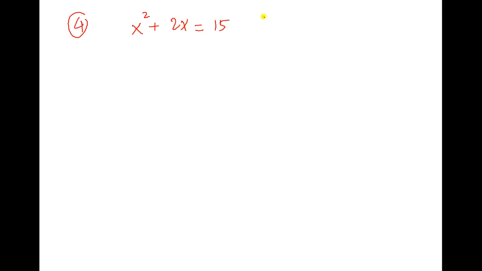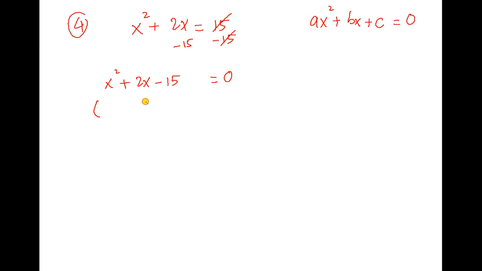So the quadratic equation has the form ax squared plus bx plus c equals 0. So the first thing is I have to move everything to the left side, so minus 15, right? I have 0 here. Now my left hand side is x squared plus 2x minus 15 equals 0. Now this is the standard form for the quadratic equation, and we can use maybe the quadratic formula, completing the square, or factoring. But in this case, factoring may be easier. So let's try factoring.